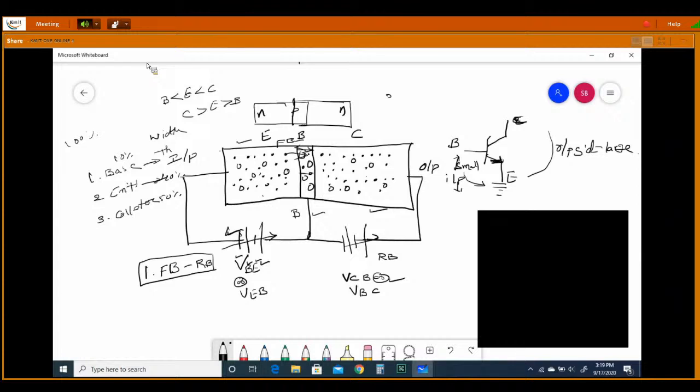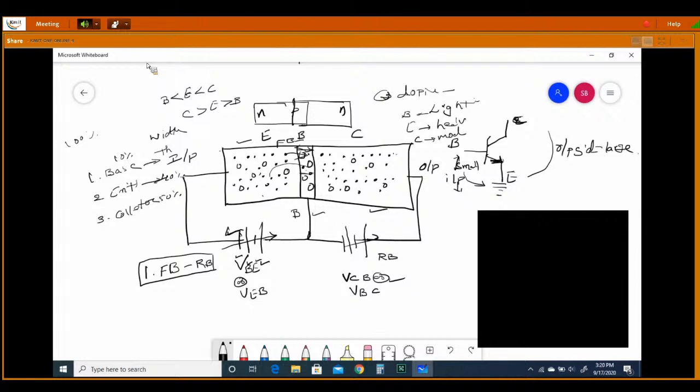The second point is the doping concentration. Now for the doping concentration, base is lightly doped. We are doping lightly the base region. The emitter is heavily doped, and the collector is moderately doped. Now see, if you are heavily doping the emitter region, heavily doping in the sense more charge carriers will be there. And now these more charge carriers will come to the P region, and then they will come to the C region, the collector region.